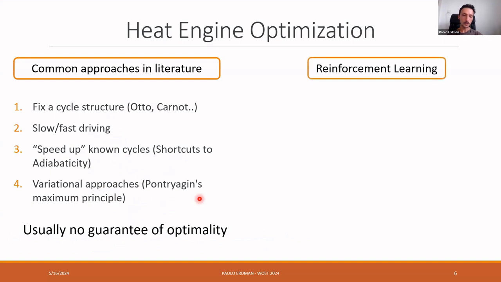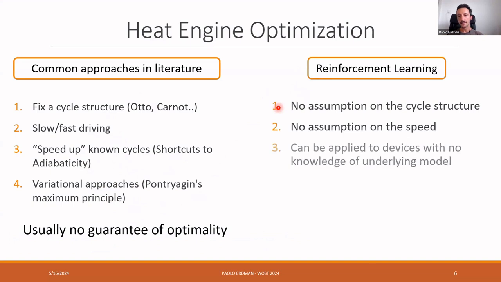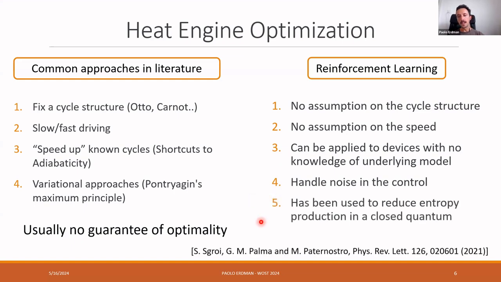So what we did, we wanted to develop a numerical method such that we can find optimal cycles without making any assumption on the structure of the cycle, nor on the speed of the driving. In principle, this method could be applied even to experimental devices of which we do not have knowledge of the underlying model. It's also a framework that allows to handle noise in the control quite naturally. And it's been also used recently to reduce the entropy production in closed quantum systems.